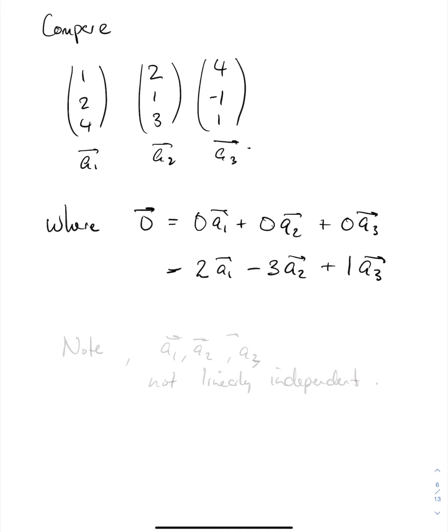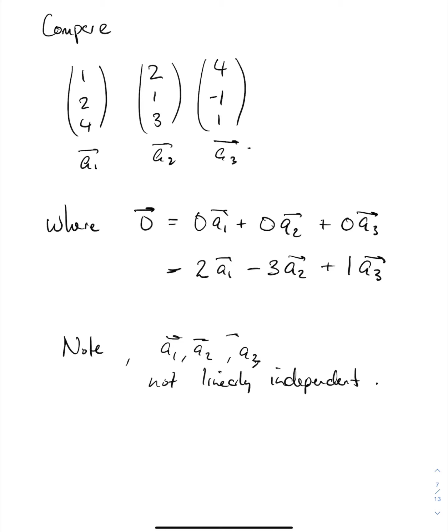I don't like this. This makes me upset. We like bases, where the expression is unique. There's only one way to express things. So note, A1, A2, and A3 are not linearly independent. And that's why this happens.